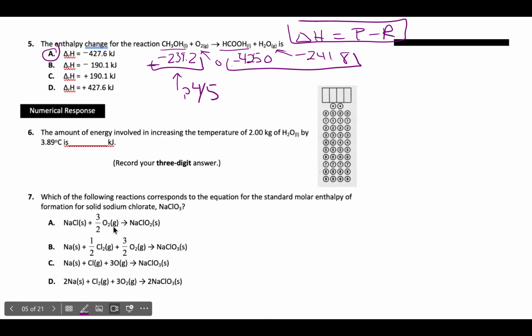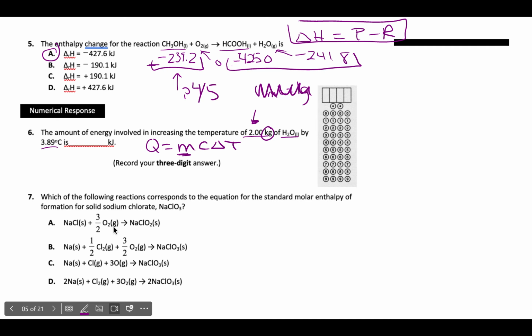Number 6, here we have the amount of energy involved in increasing the temperature of a certain amount of water by this amount in degrees Celsius. If you're just heating and cooling a substance, it's just that simpler formula, Q equals MC delta T. And you also want to remember that with water, 1 milliliter will equal 1 gram. Oh wait, it gave it in mass. Never mind, we don't even need this time. So we have it in kilograms, but mass should be in grams.